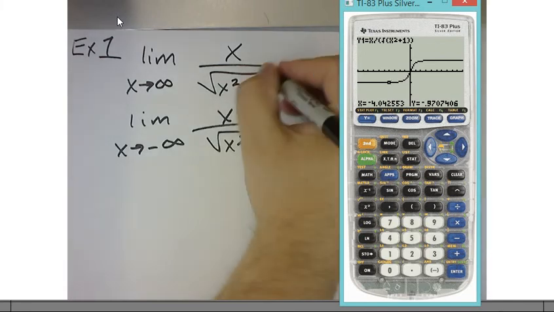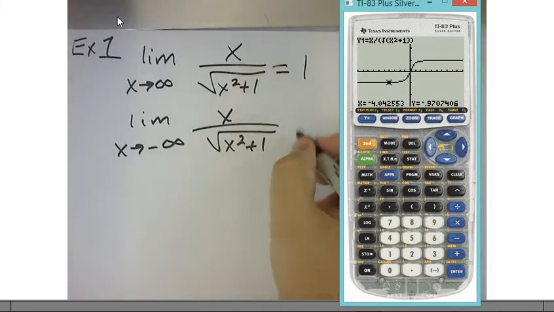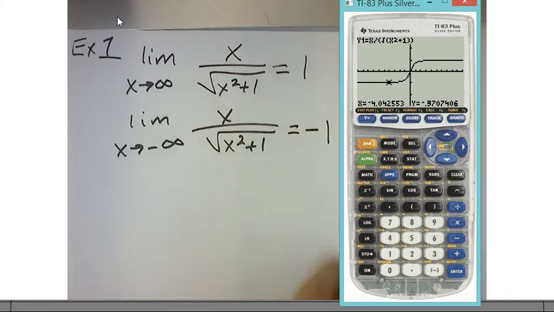So looking at the graph, this one is going to be 1, this one is negative 1, okay? And later on in chapter 7, we'll learn how to justify that algebraically using L'Hopital's rule, okay?